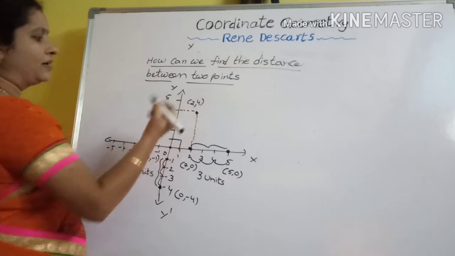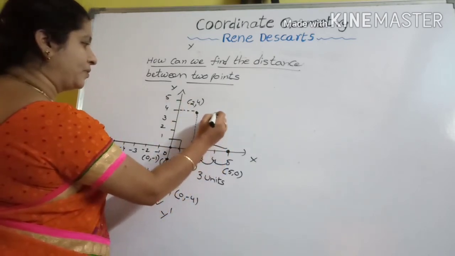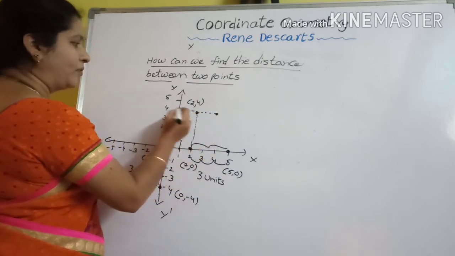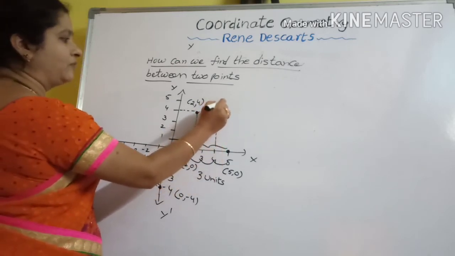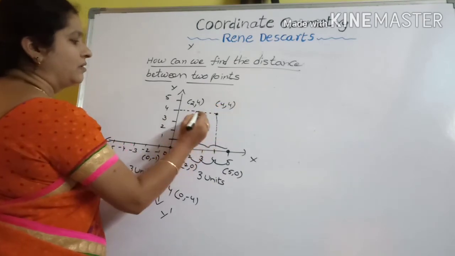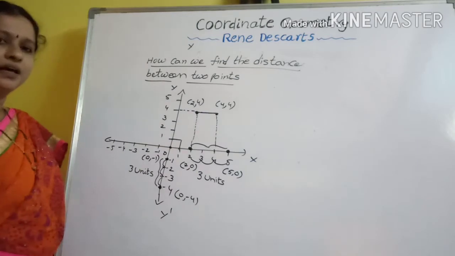So here we are taking one point. Another point is here. Suppose here the point has x coordinate value 4, y coordinate value also 4. So this is the line joining the points.